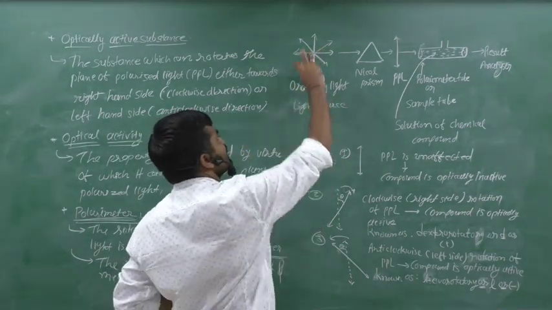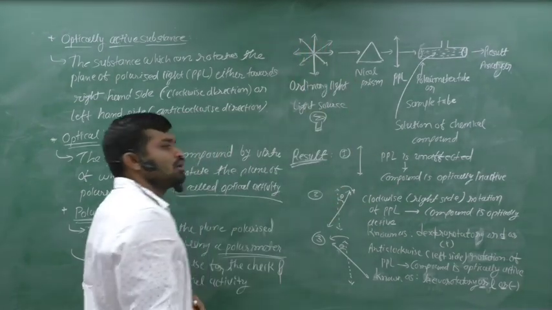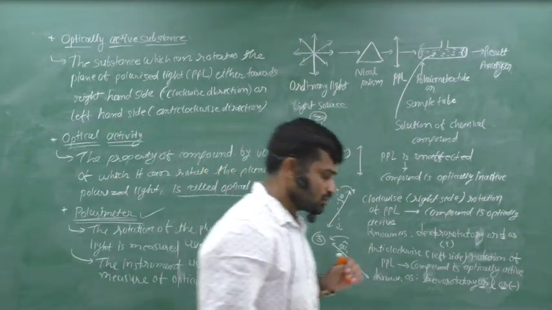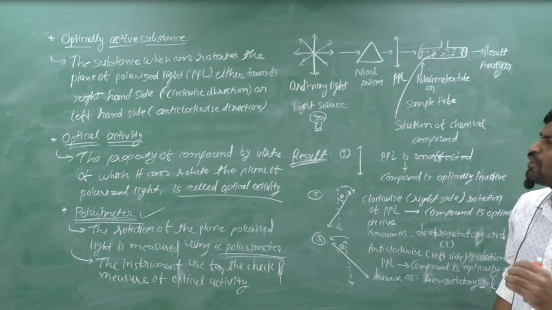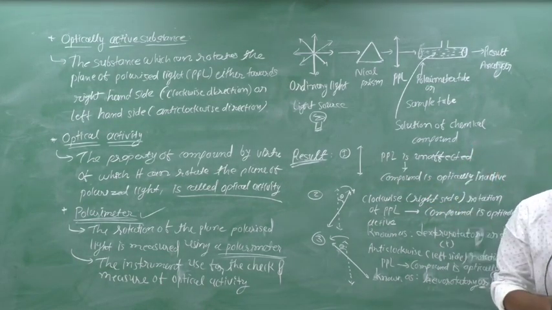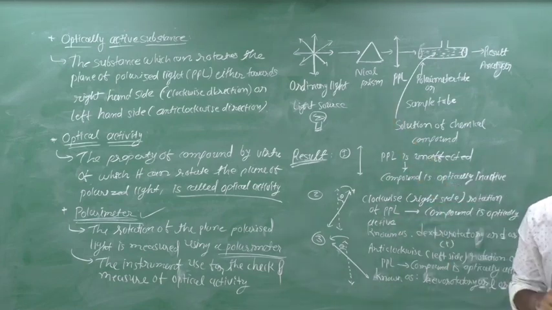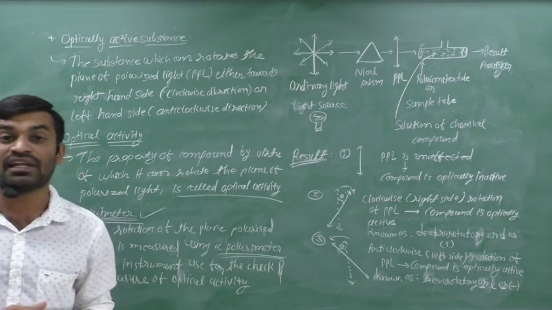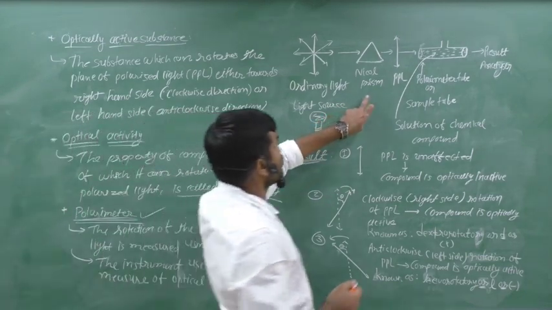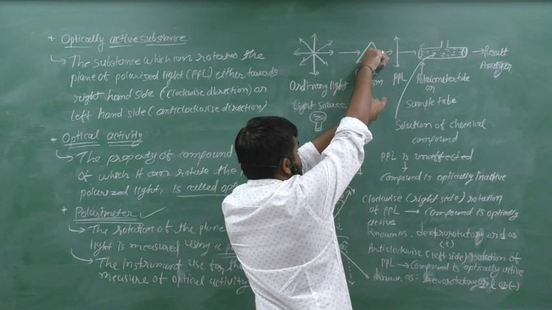We switch it on, and it gives ordinary light, meaning the propagation or oscillation of the electric field is in all directions. Now we put a nicol prism, because we require PPL, plane polarized light. We cannot use ordinary light. We put a nicol prism here, and the ordinary light is passed through the nicol prism.